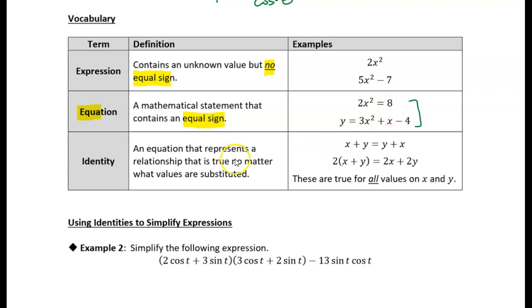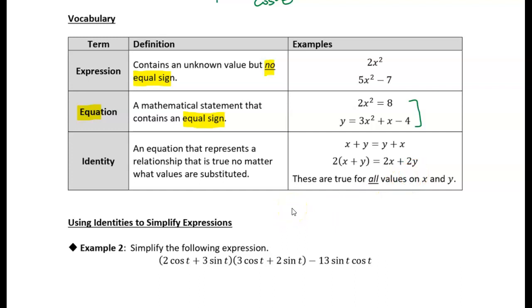But an identity is something that's true for all values of x and y. In this case, I've got some y values in there too. All values of x and y satisfy these equations. So things like x plus y is equal to y plus x. That's just the commutative property of addition, and that's true no matter what x and y are. Same way here, this is the distributive property. No matter what x and y are, 2 times the quantity x plus y is equal to 2x plus 2y. Those are identities. They're true for all values of x and y.